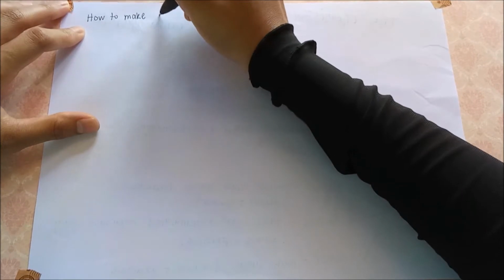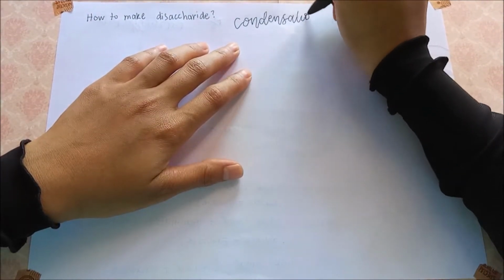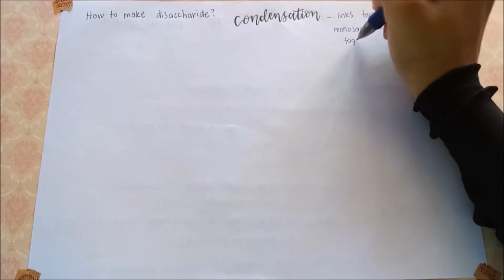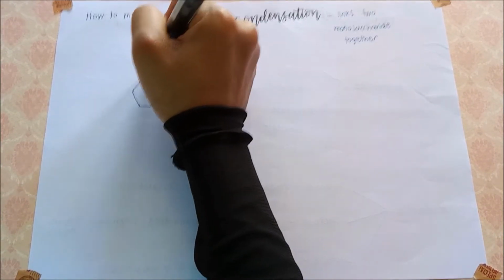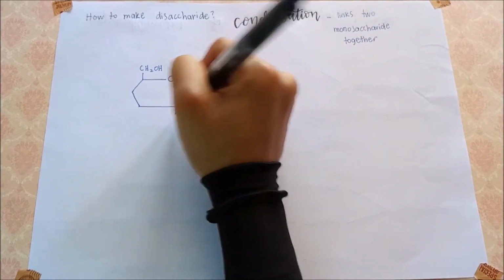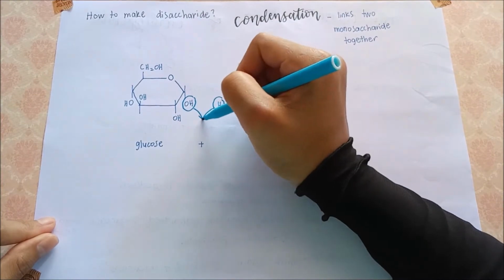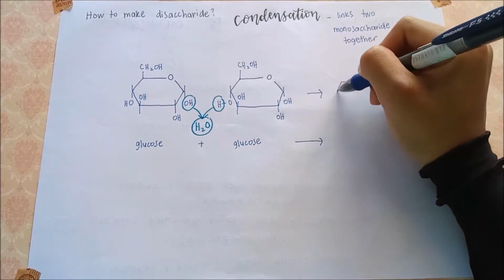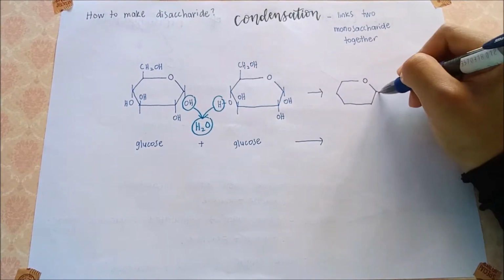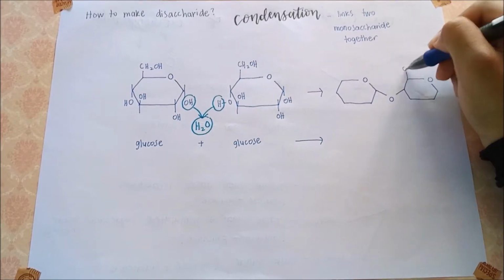Disaccharides are made by condensation. Condensation links two monosaccharides together. For example, this is glucose, and glucose plus glucose will produce maltose. This condensation process also produces water.